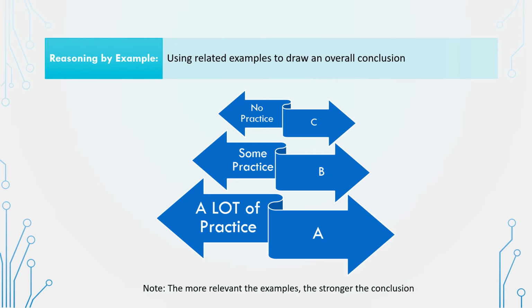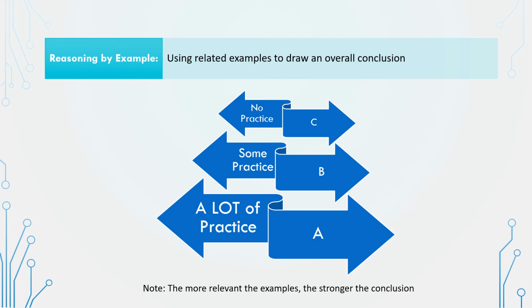The more relevant the examples you use, the stronger your conclusion will be. So let's say that instead of giving 3 different speeches, you gave your personal purpose speech 3 times. First with no practice, then with some practice, and then with a lot of practice. This would lead to a stronger conclusion that the amount that you practice directly correlates with how well you do on that speech.